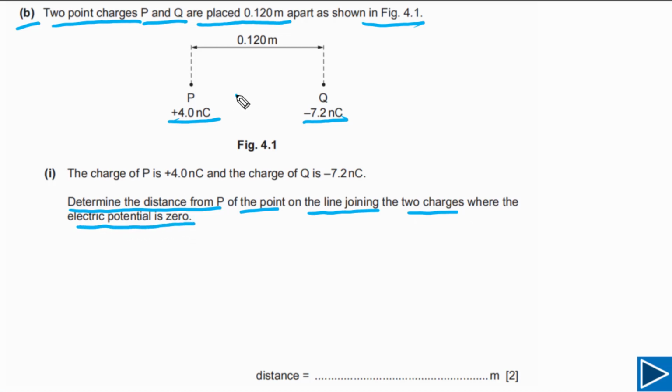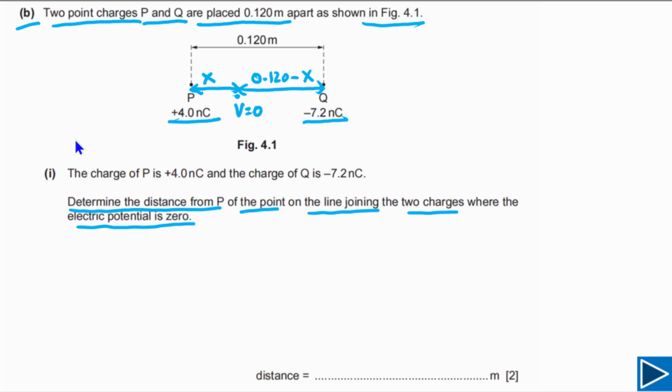Means we need to find a point at a certain distance from P where potential is 0. It means the value of V is equal to 0. Let's say that point is at a distance of x from P. We just assume a certain distance x, and then we will find the value of x. If this distance is x and the total is 0.120, the distance between Q and that point will be 0.120 minus x. Now simply we need to find out the value of x.